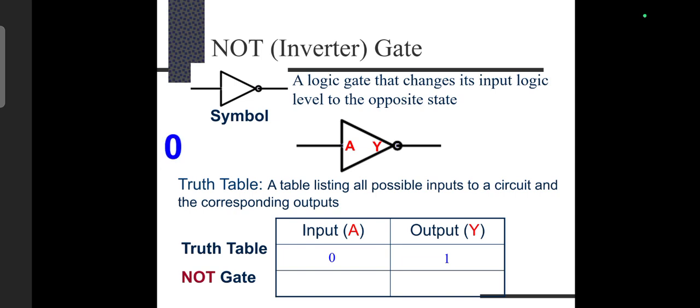When we apply 1, the output is equal to 0. That also we can see as animation. When you apply 1, the output is equal to 0.